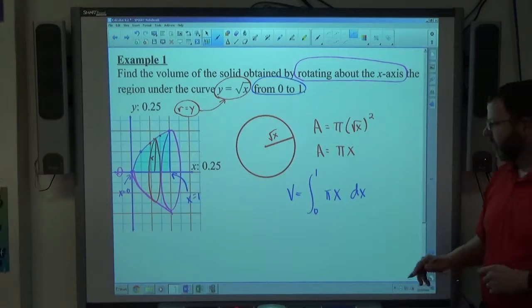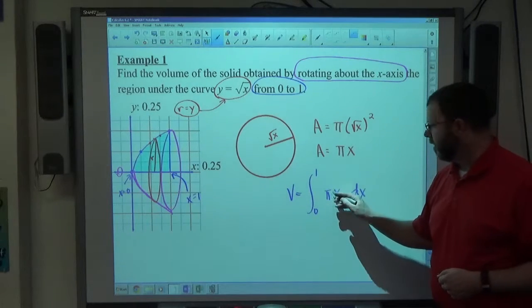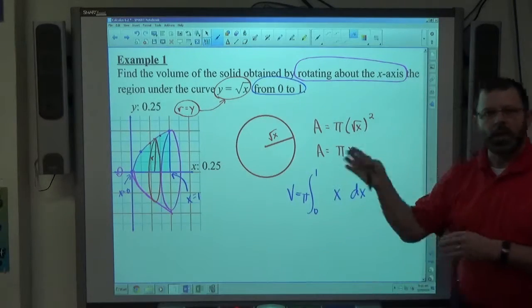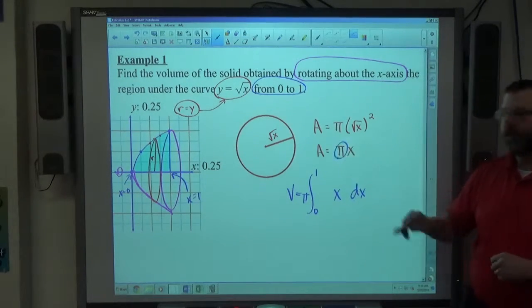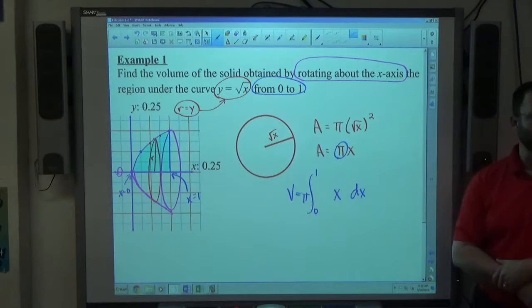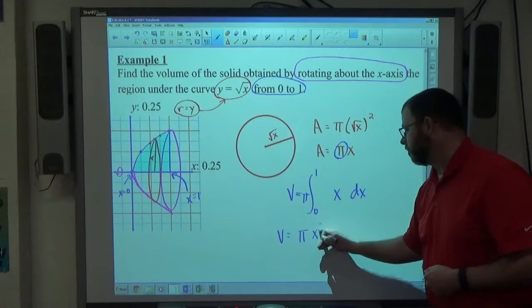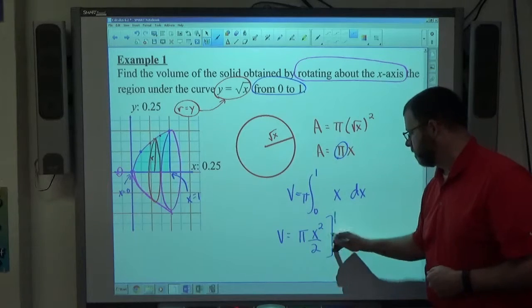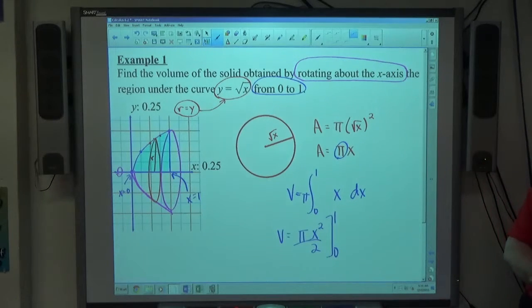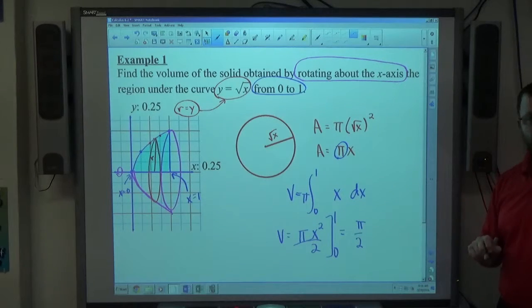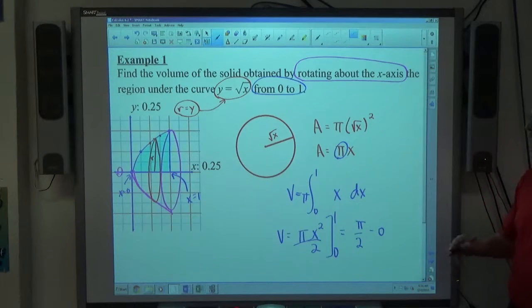Then we simply have to evaluate that integral. Pi is a number, right? Numbers can be pulled out of integrals. So if you even want to do this, pull that pi out in front. The area formula always has a pi on it because it's always going to be a circle, right? That pi can always be pulled out in the front. So if I integrate this thing, the integral of x is x squared over 2. So pi x squared over 2. If I put 1 in, I'm going to get 1 over 2 times pi, so that's pi over 2. If I put 0 in, I'm going to get 0. So the volume of that shape is going to be pi over 2 cubic units.